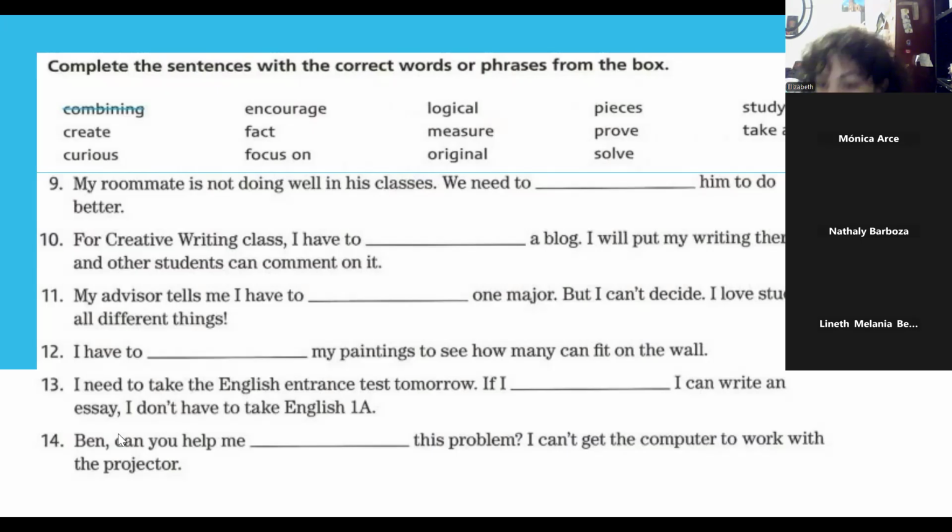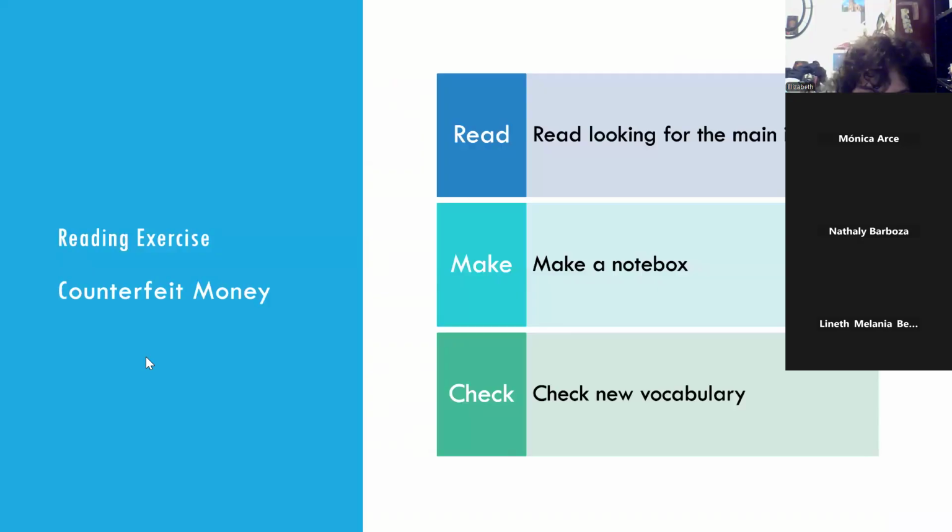Okay, now we have a reading exercise. We're going to start practicing reading, okay? We have to read looking for main ideas. Vamos a buscar las ideas principales. Make a note box. Esta estrategia ya la vimos en las clases anteriores. Cómo tomar notas, hacer una cajita de notas. And then check the new vocabulary. Okay, ready?